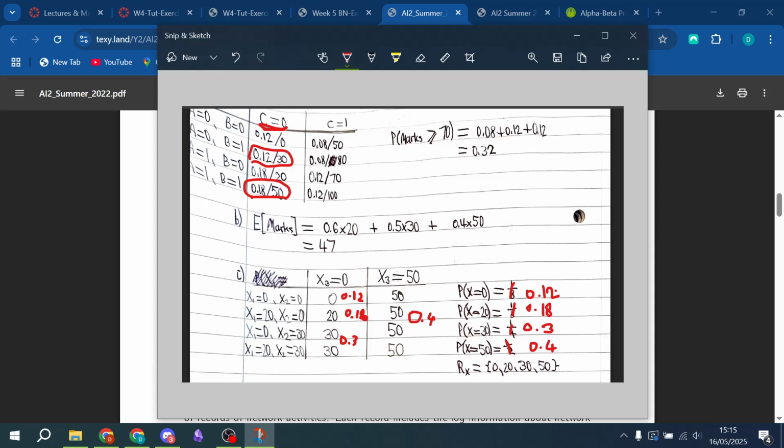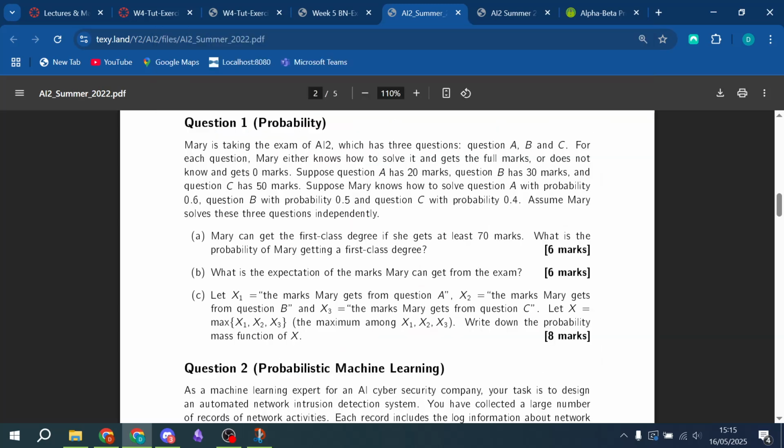And then to get 50 as the max, you just have to get C right. Getting C right is automatically the biggest, because it gives the biggest number of marks. And the probability of getting C right is just 0.4.